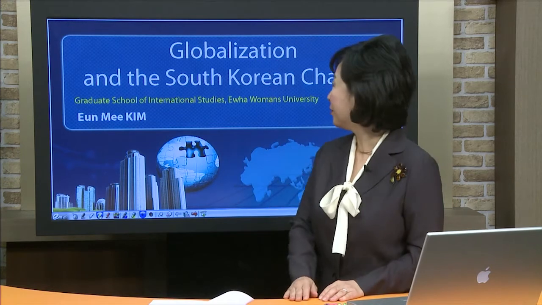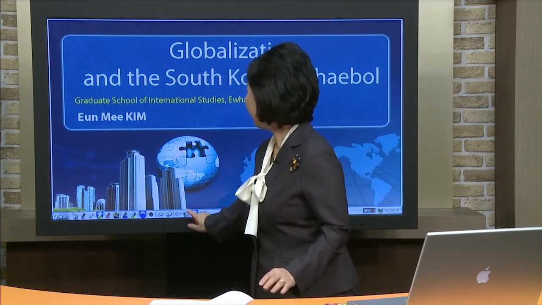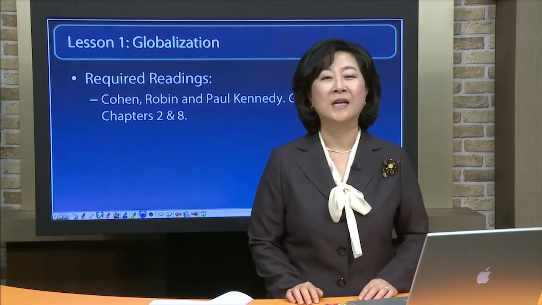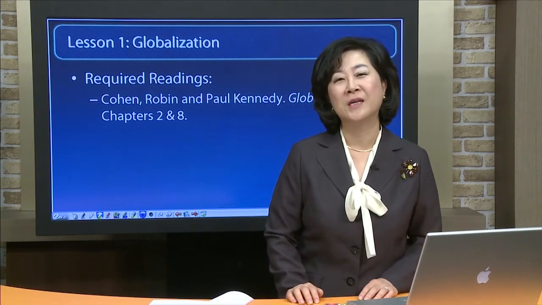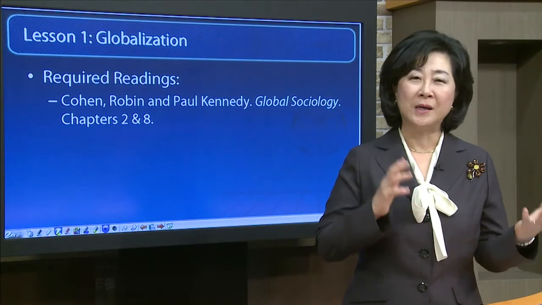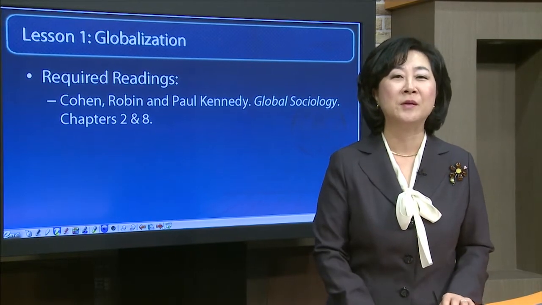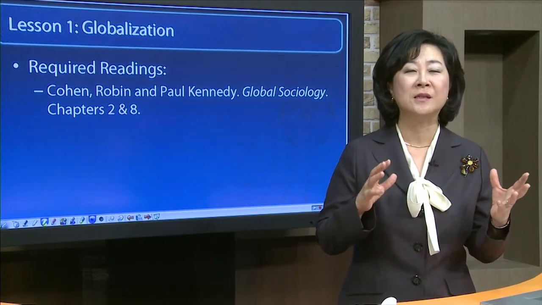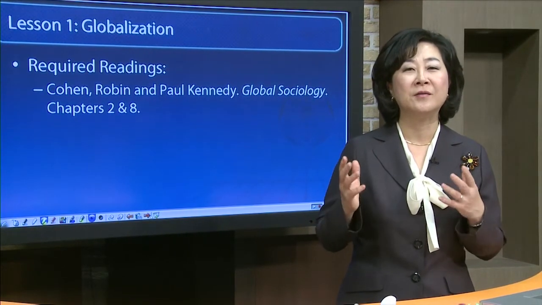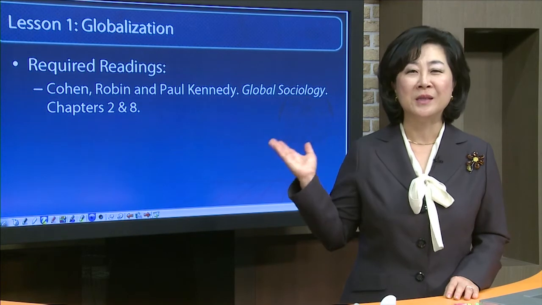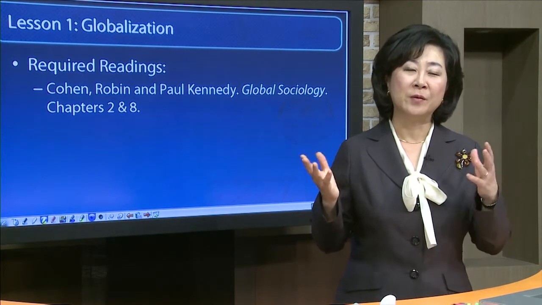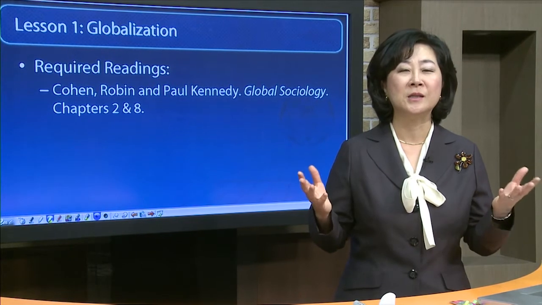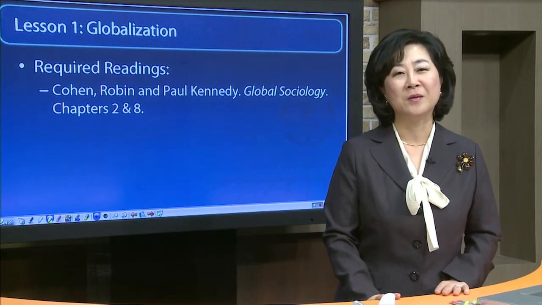This week we're going to do the readings from Cohen and Kennedy, Global Sociology. This book was chosen because it has both the positive and the negative aspects of globalization. Some of the readings have only the positive aspects of globalization while neglecting some of the negative consequences. But this book, I find, has both the positive and also some concerns about globalization. So I think it's a much more balanced book than some other books that are available.